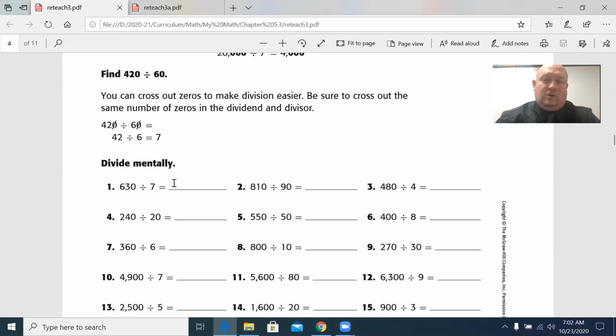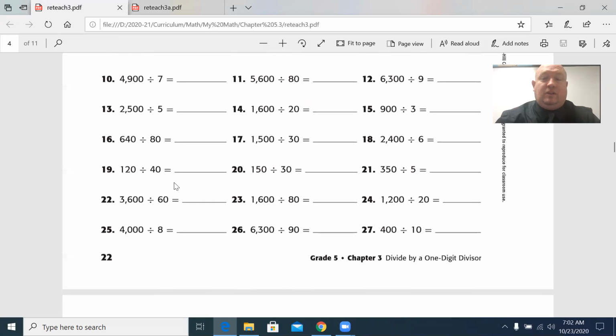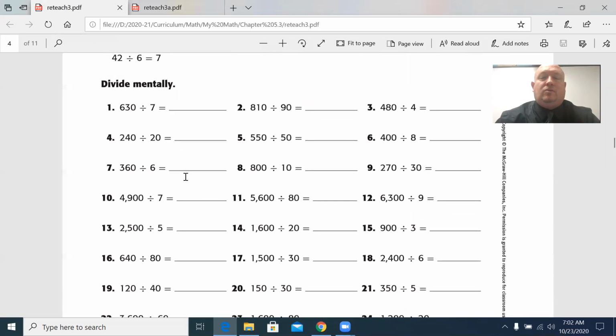So let's do a couple of these together. You get a little more to practice today on the worksheet. There's a lot to practice today. We'll do the first couple rows together. Feel free to write these in.